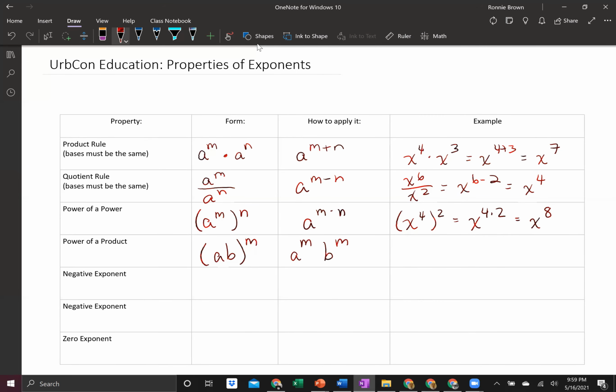Let's say we had something like 5x to the third power, right? And this whole entire product is raised to the second power. Well, we would make this 5 to the second power, and that's times x to the sixth power. Well, I'll say 3 times 2, right? I'll write it out. So that gives us 25. 5 to the second power is 25. 3 times 2 makes this x to the sixth power. So we get 25x to the sixth power.